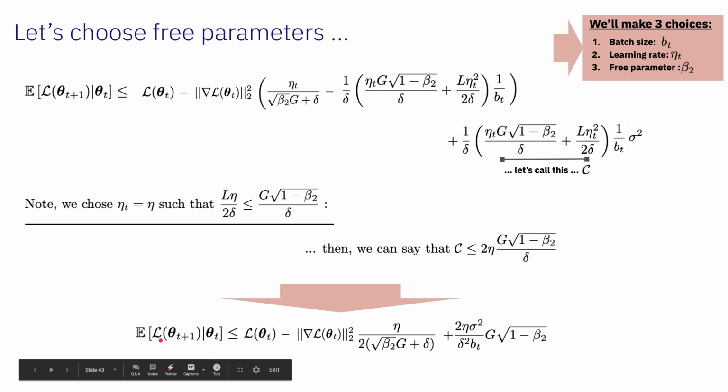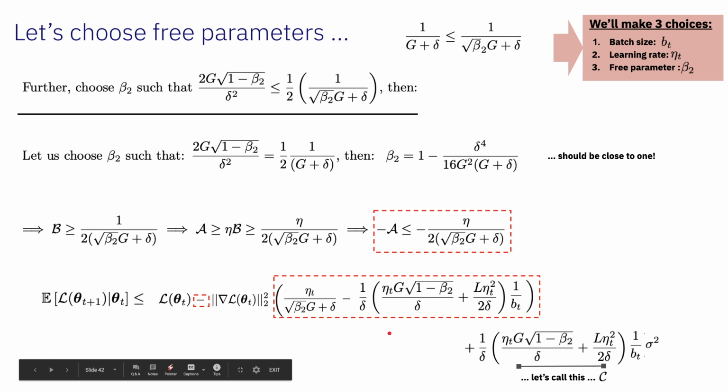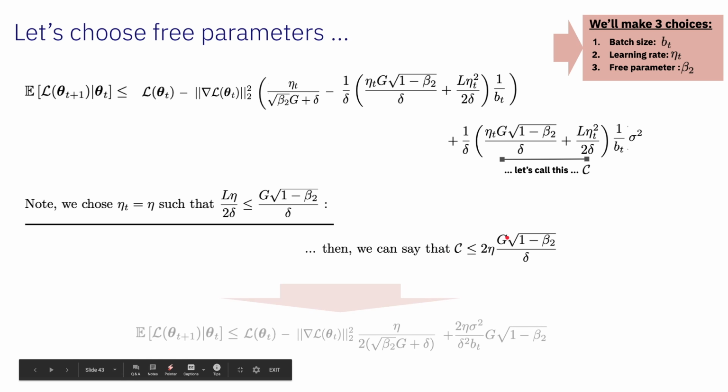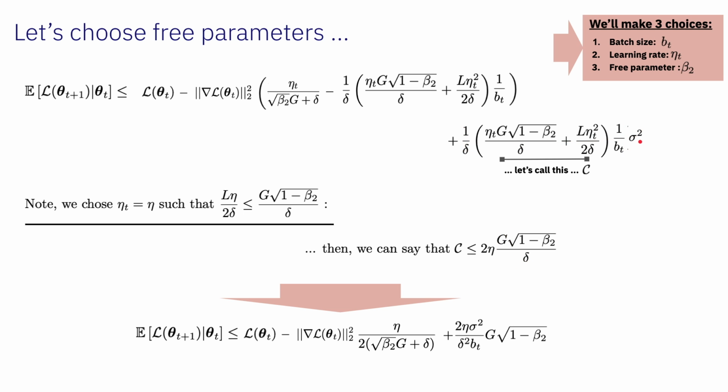So we have the bound saying that the loss or the objective at theta t plus 1 is less than L of theta t minus the norm of the gradient squared, which is just a positive thing, multiplied by 1 over 2 square root of beta 2 g plus delta times eta, which is just the bound we got before, right? So this is this bound here. And plus 2 eta sigma squared over delta bt g 1 minus beta 2. So what is this? This is just this here multiplied by 1 over delta and 1 over bt sigma squared.